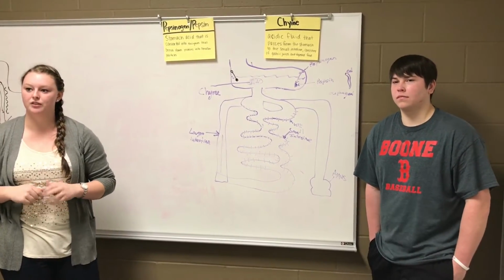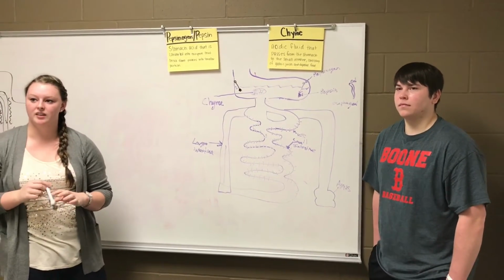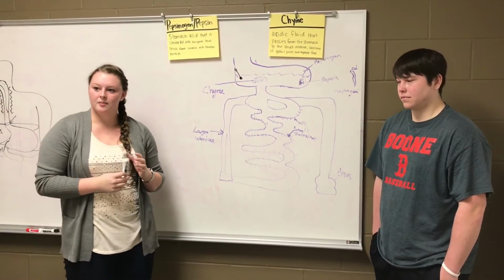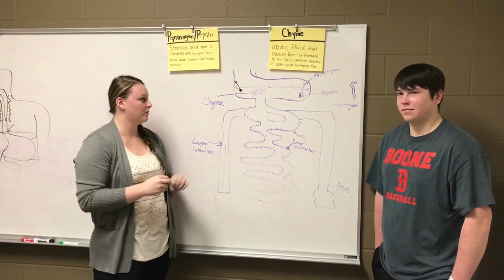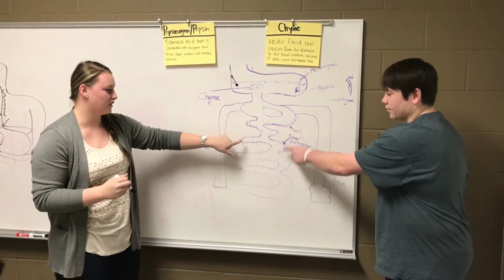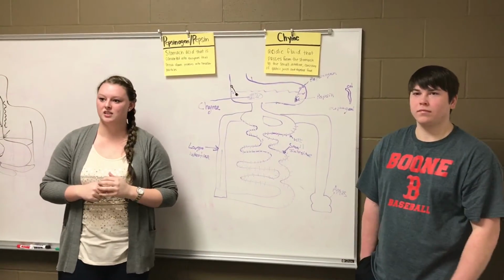Chyme continues to travel through the other parts of the small intestine, like the jejunum and the ileum, and there the nutrients from the food are absorbed with the help of villi, which are these small finger-like projections that help absorb nutrients into the bloodstream.